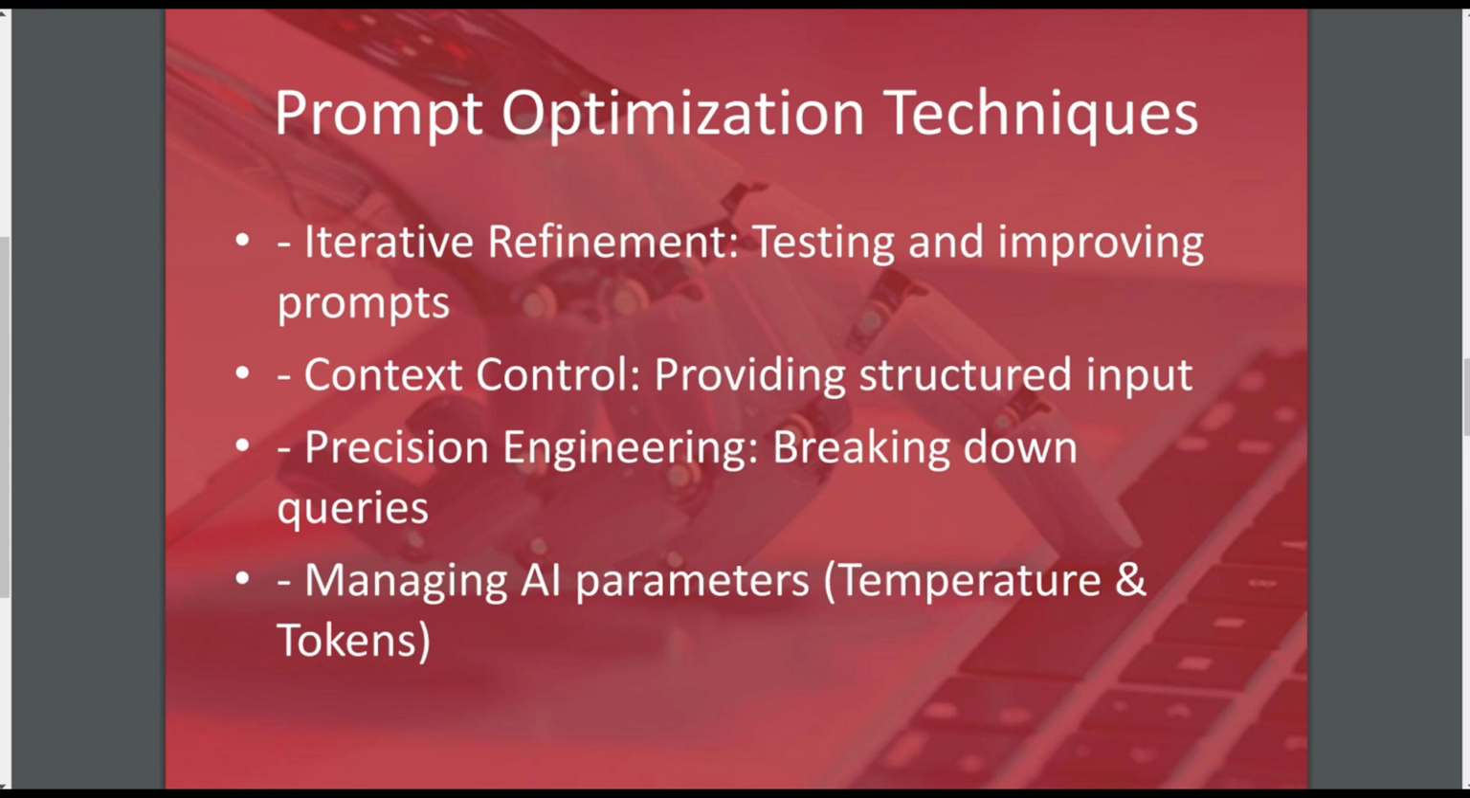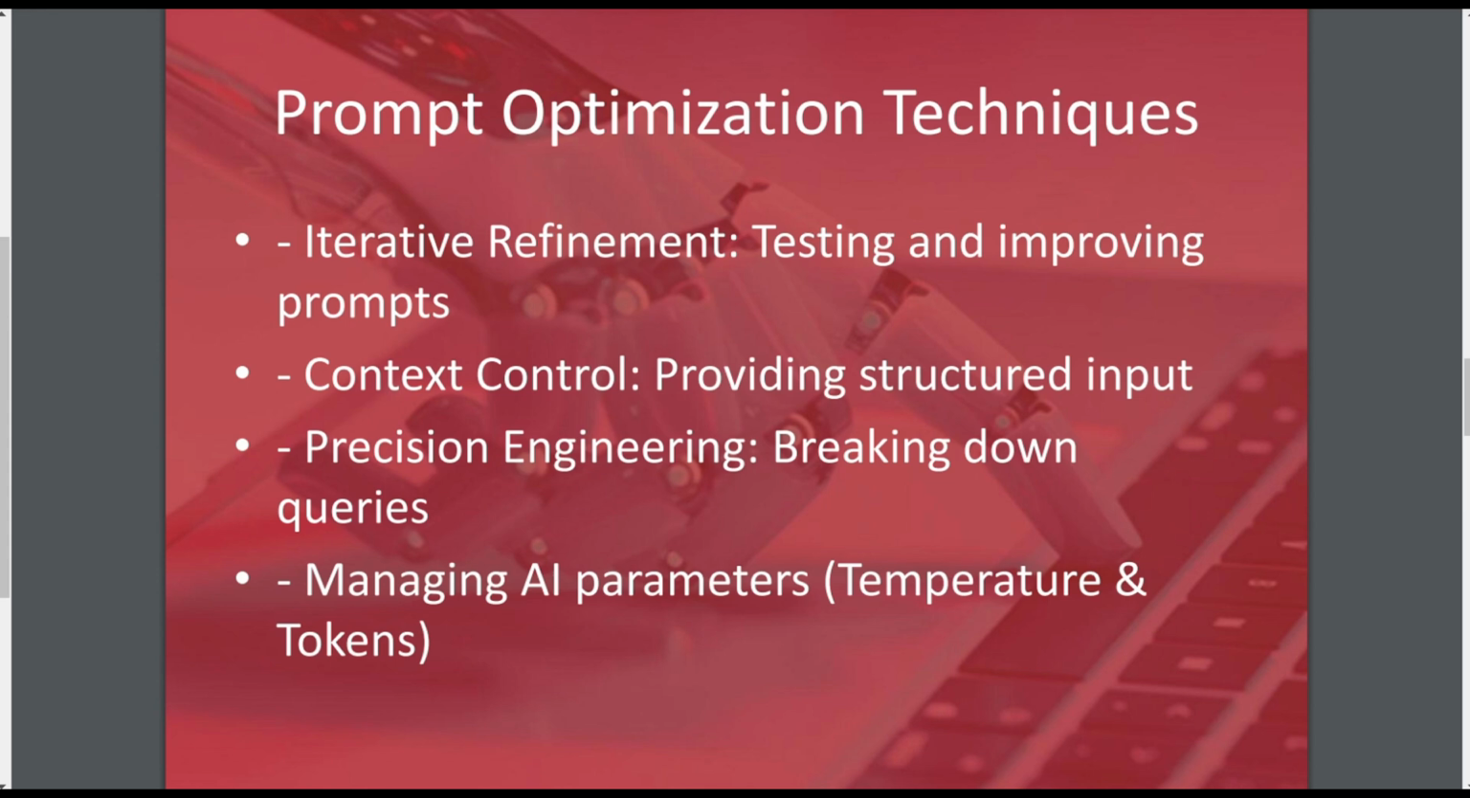Let's look at the other one, which is context control. Reset context to avoid drift in multi-turn conversation. That's what you are doing. You are providing structured input to guide your conversation with the AI. That is what you are trying to do.